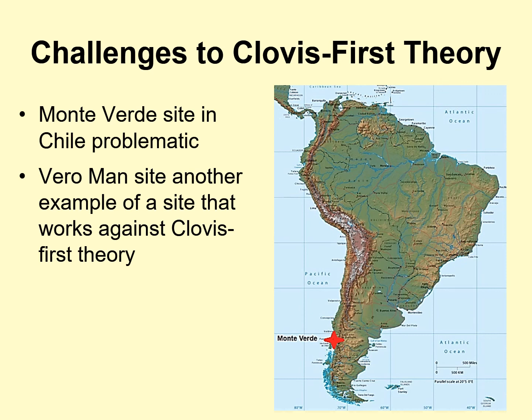There are a number of challenges to the Clovis-First theory. One of the sites that first seriously challenged the Clovis-First model was the Monteverde site in Chile, which produced well-documented dates between 14,800 years BP and 13,800 years BP, much earlier than the Clovis model and not featuring elements of the Clovis technology. Another would be the Vero Man site in Florida, which was occupied sometime between 13,000 and 20,000 BP.